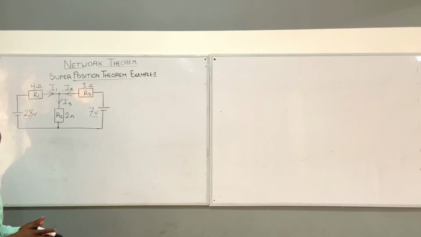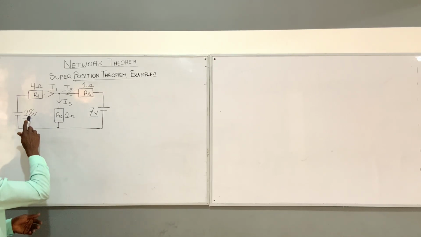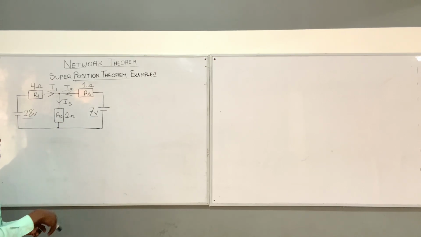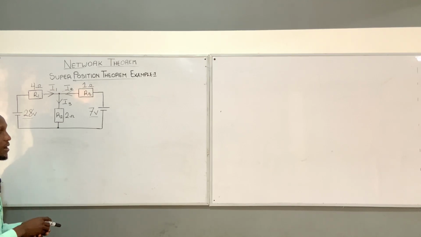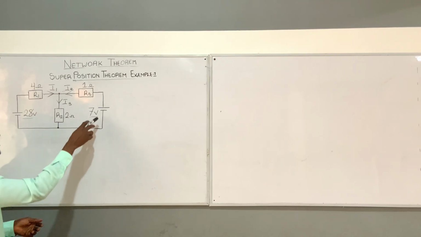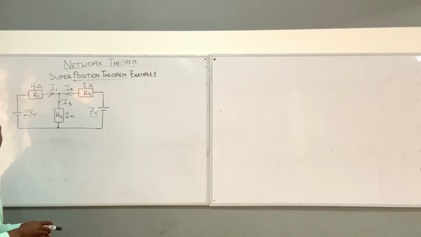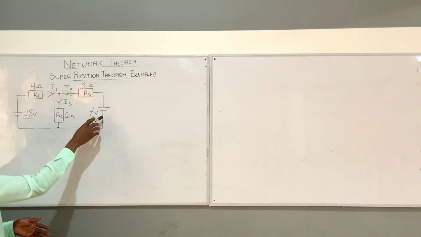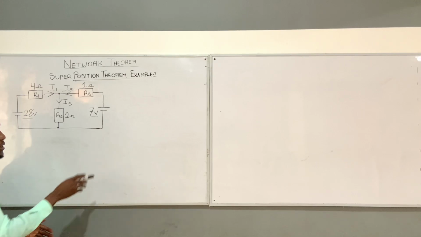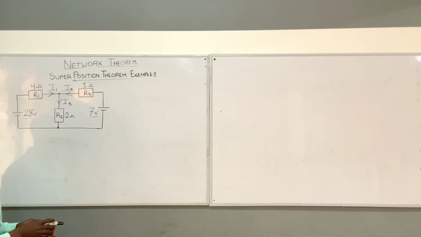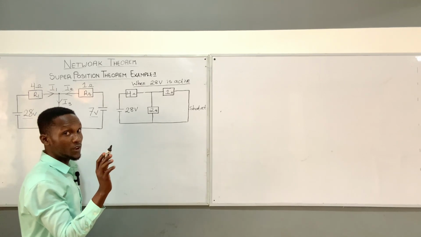Once they move, we will call this side I3. Now, in the introduction, we realize that the next thing we need to do is to close one of the sources. We maintain the first source and close the second source, or you can maintain the second source and close the first source. So we close this source and we introduce the internal resistance, or we short circuit this side and we work with only the 28 volts. So let us draw the diagram here and close the 7 volts.